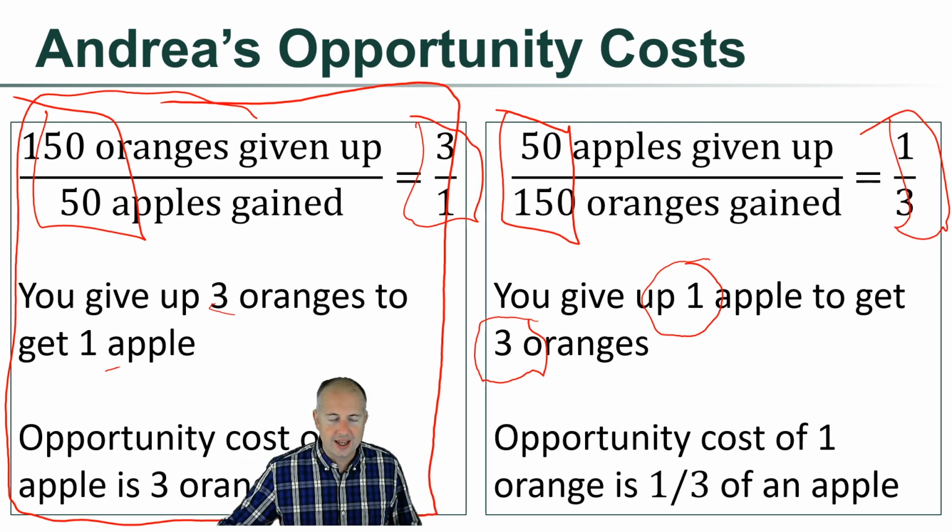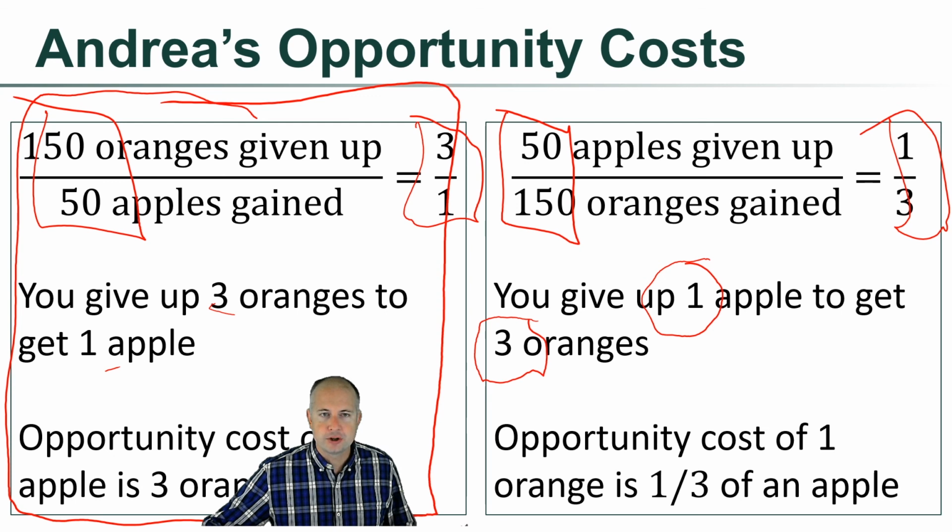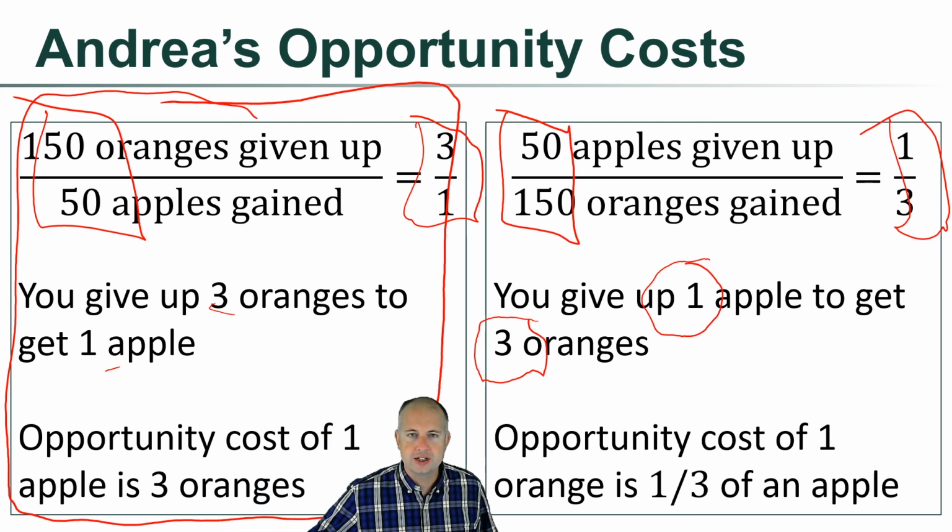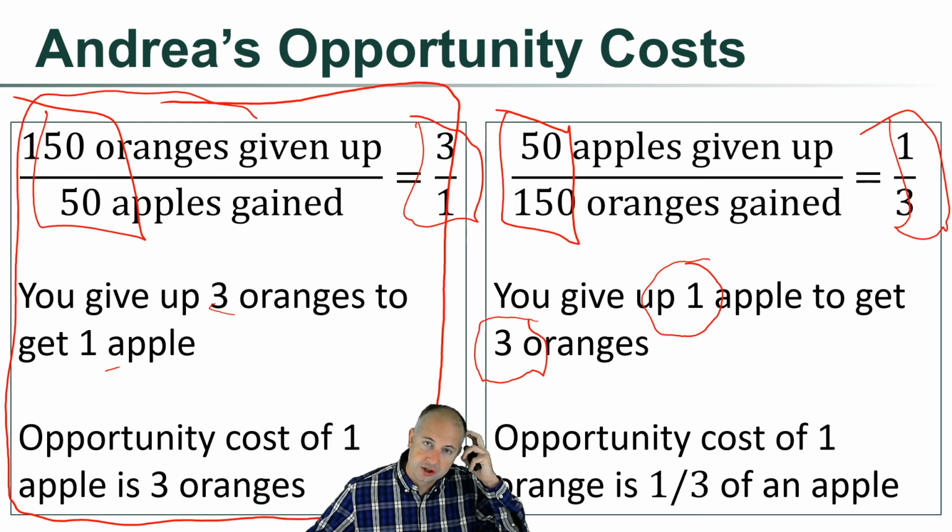Again, nice thing is we get inverses here. The opportunity cost of an apple is 3 oranges. The opportunity cost of an orange is a third of an apple.